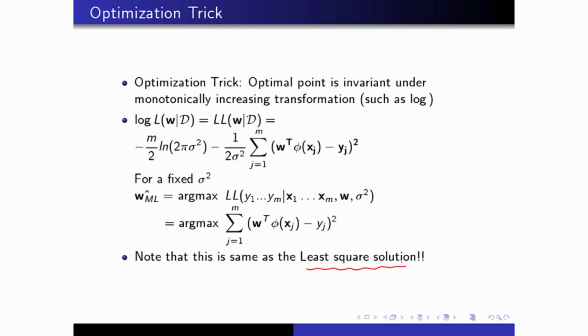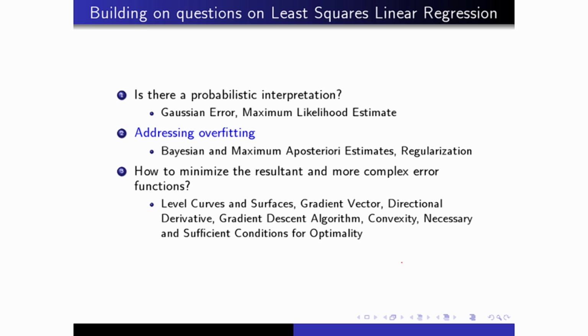Thus, we got a probabilistic interpretation of least square solution, and the interpretation is that the error is normally distributed, examples are independent and identically distributed. The next question we'll be interested in is how do we build on this probabilistic interpretation to do something more useful. So first question we'll address is addressing overfitting. And what is overfitting?